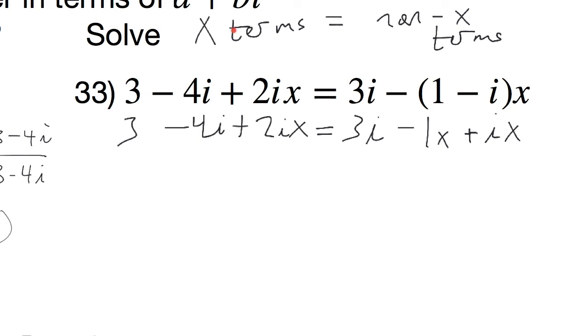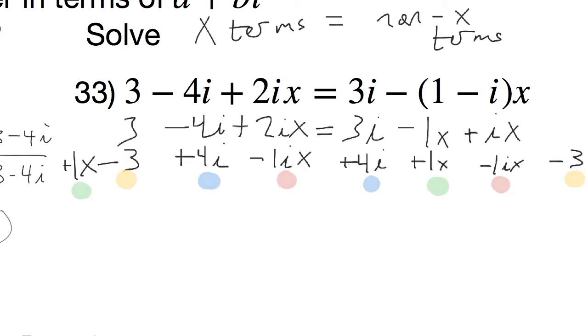Now remember that our strategy is to get the x terms on the left-hand side and the non-x terms on the right-hand side. So we should add 1x to both sides so that we move it to the left. We should subtract 3 from both sides to move it to the right. Add 4i to both sides to move it to the right. And then subtract 1ix so that we can move it to the left.